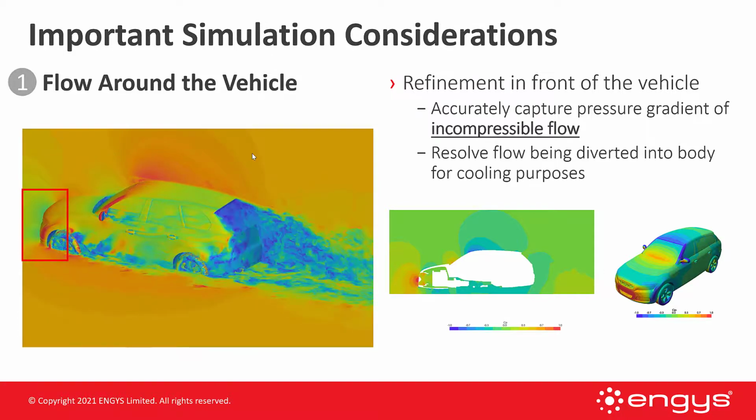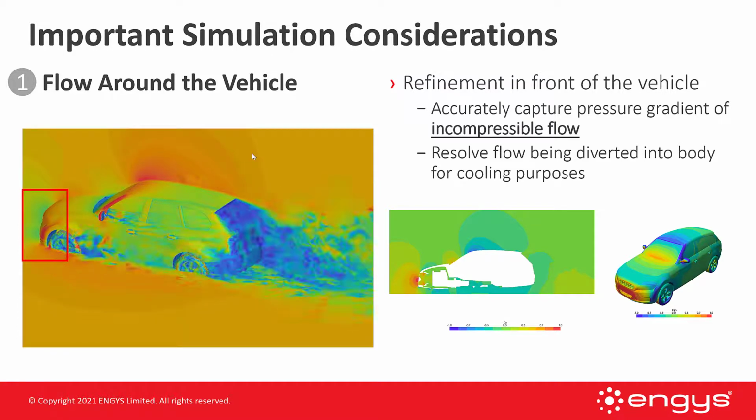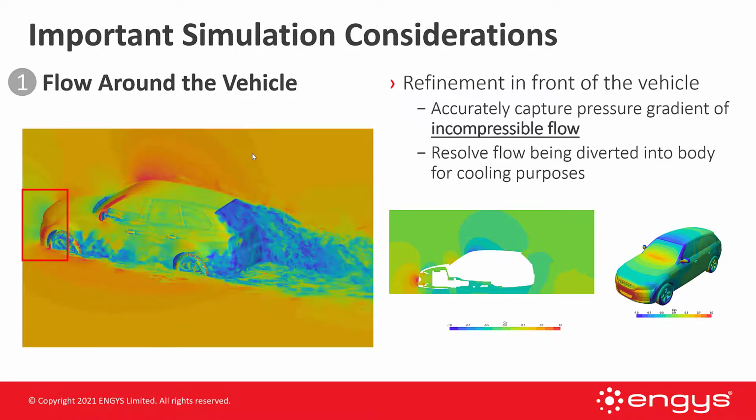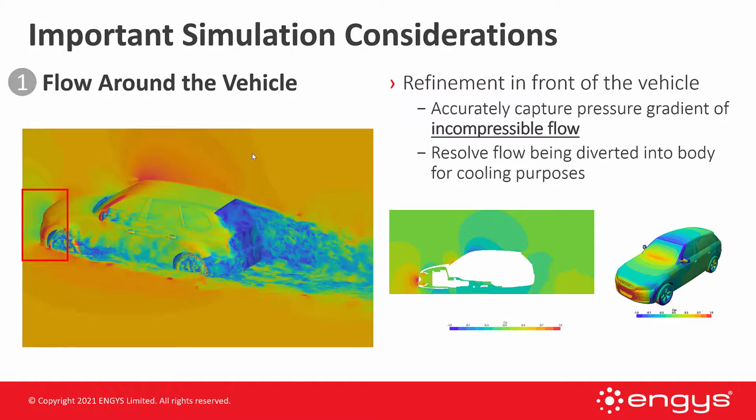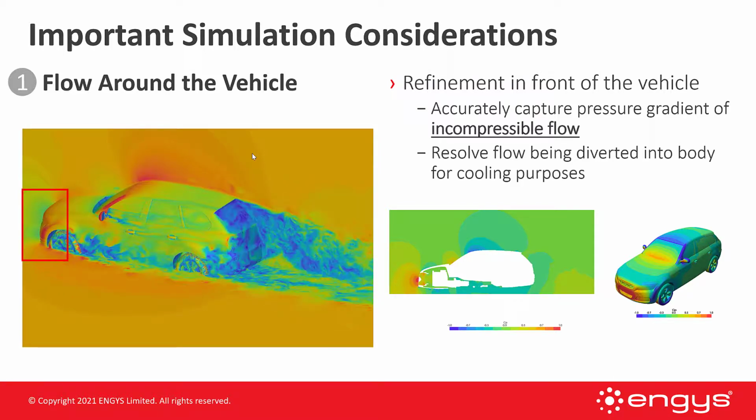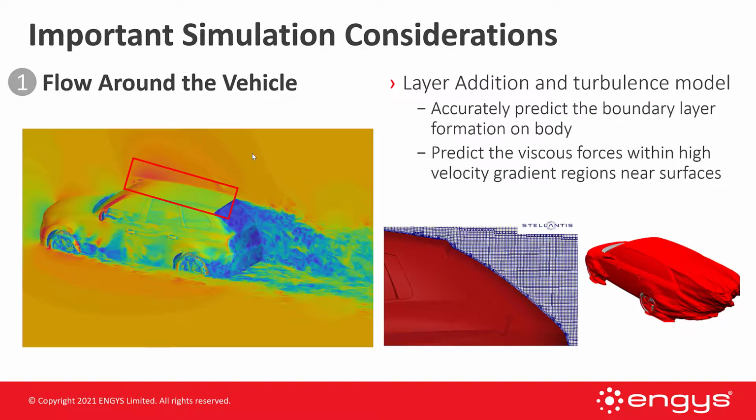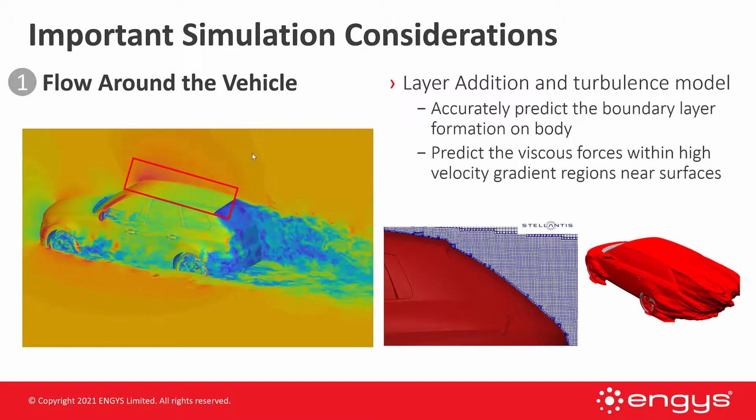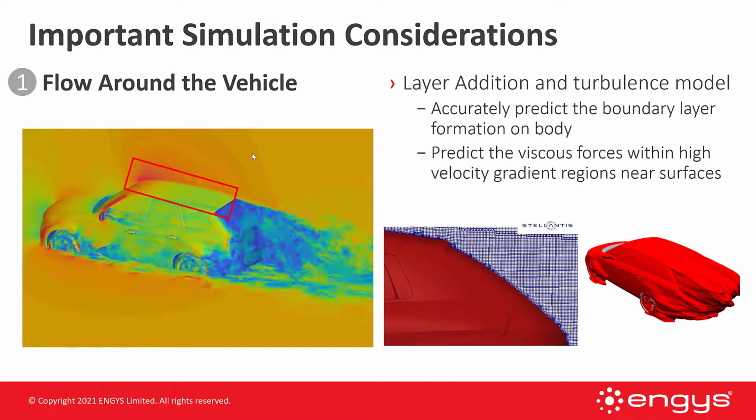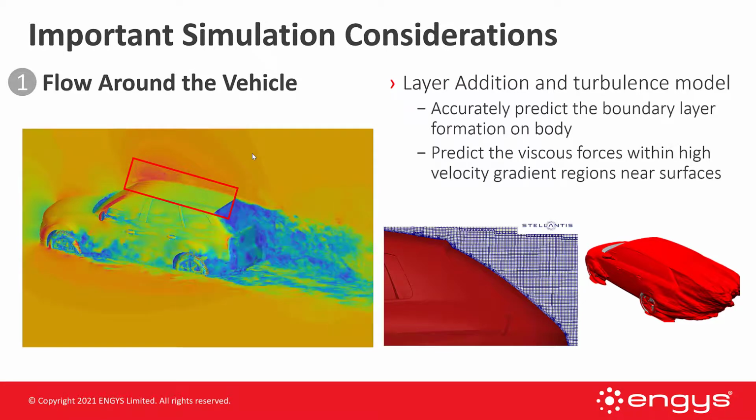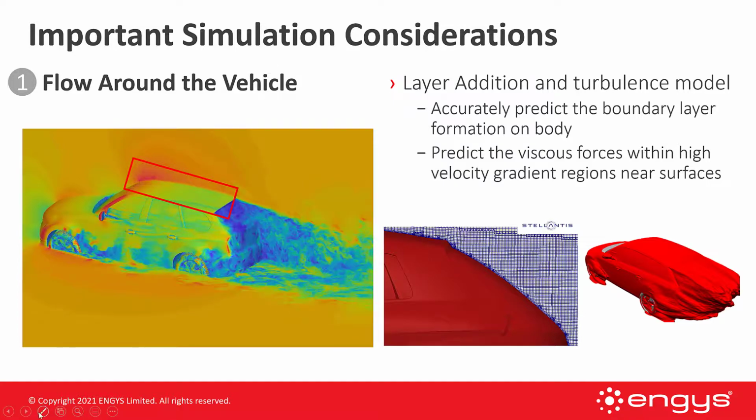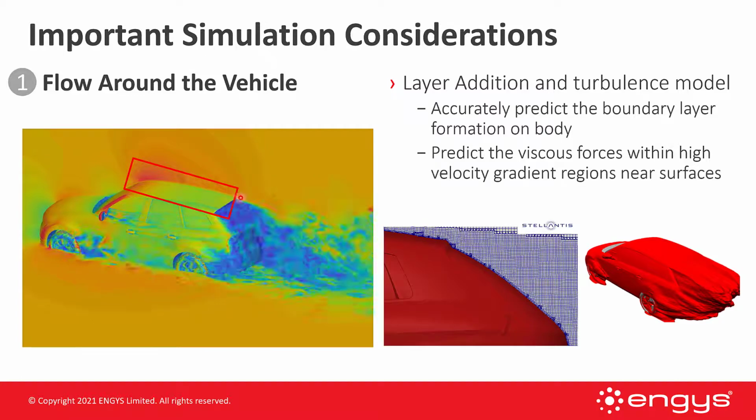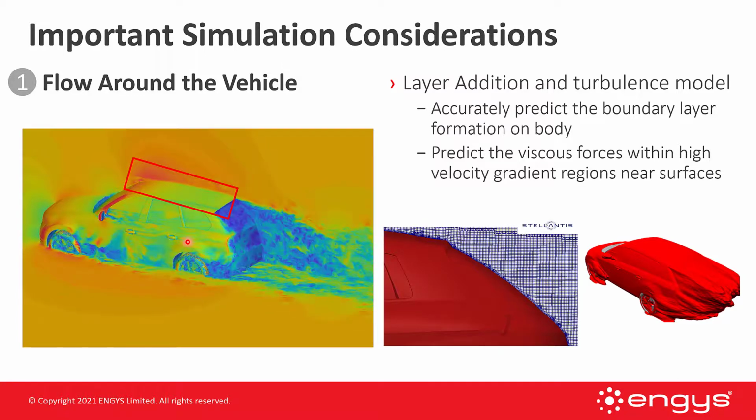So if we don't have a well-resolved mesh in the front of the vehicle, we're not going to resolve the air moving through the grill, through the radiator, around the fans, around the engine components in the engine bay, and then our underhood thermal analysis may be off. Next is layer addition and turbulence model. These two kind of go hand in hand. We need them both to accurately predict the boundary layer formation on a body, so how the air moves over the top of the vehicle, around the vehicle, and then how it maybe detaches from the top of the vehicle or even the sides of the vehicle.